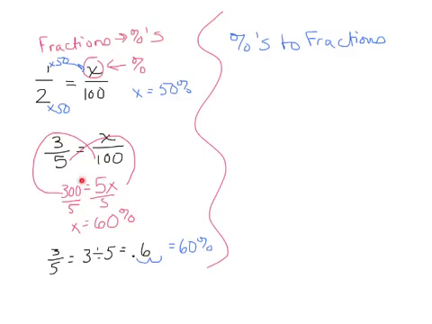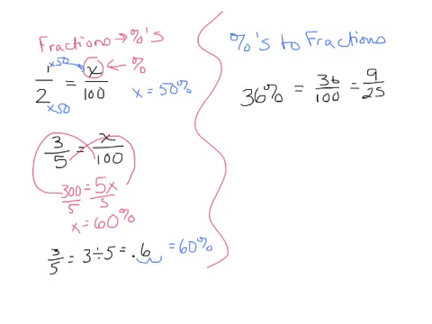Setting it up as a proportion is always going to work, as is turning it into a decimal first. To get a percent back to a fraction is going to be pretty simple as well, because I know that percent always means out of 100. So if I have 36%, it's 36 out of 100. And then I can reduce that. They're both divisible by 4, so I get 9/25 for an answer.